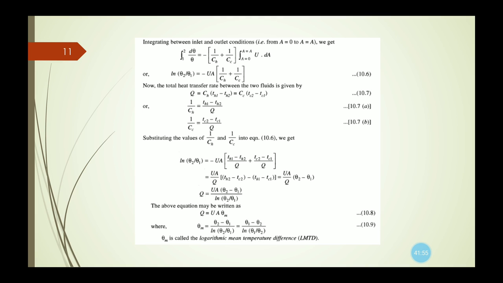So this is the end of this lecture. In the next lecture we will start with the LMTD expression in case of the counter flow. Okay, so this is the end for today's session.